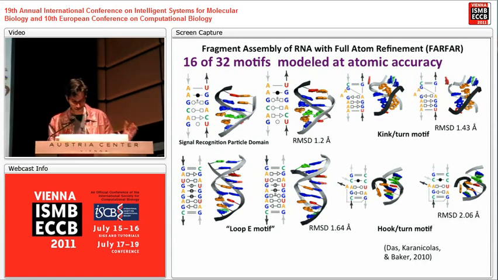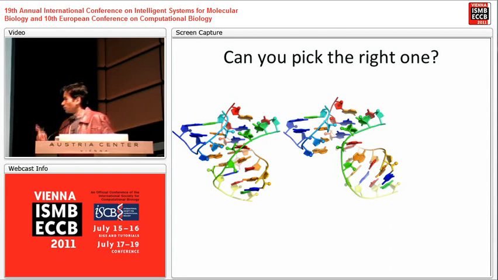So I hope you had your coffee during the coffee break. Here are 2 models. One of these is the crystal structure of a motif, I'll describe in a second, and the other one is the lowest energy FARFAR model, and I'm going to ask you in a second to vote for which one is the right one. Okay, what is the motif?